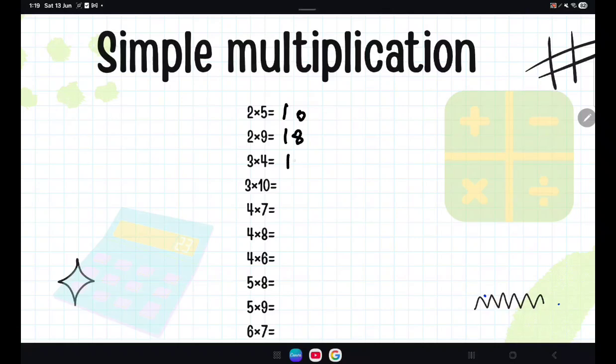3 times by 4 would be 12. 3 times by 10 would be 30. 4 times by 7 would be 28. 4 times by 8 would be 32. 4 times by 6 would be 24. 5 times by 8 would be 40. 5 times by 9 would be 45. And 6 times by 7 would be 42. I hope that you all got those right.